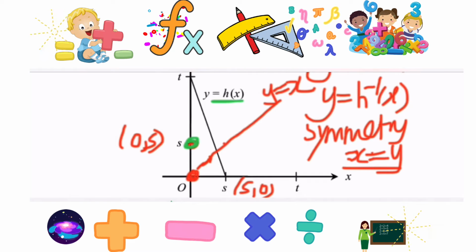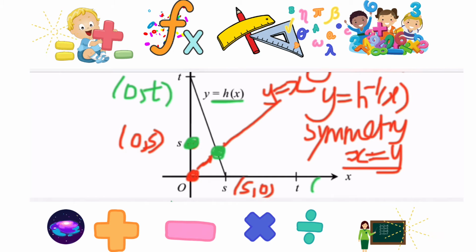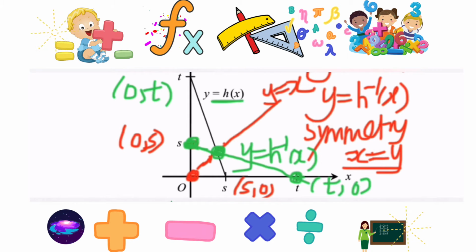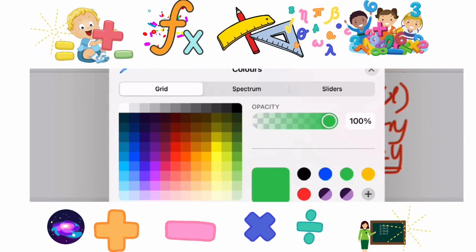So if we plot another point here, we should know that it will intersect the function there. If this is 0, t, then it will be t, 0, right? So it will come down to the point t, 0. Yeah, this is the graph whereby y is equal to the inverse function of h(x), and you can see that it is symmetrical at the line y equals x, right?